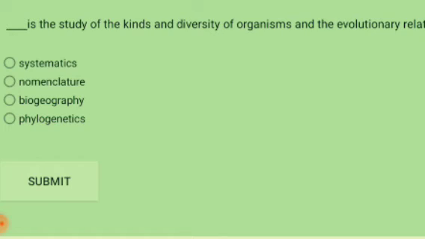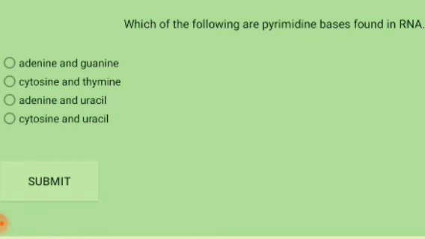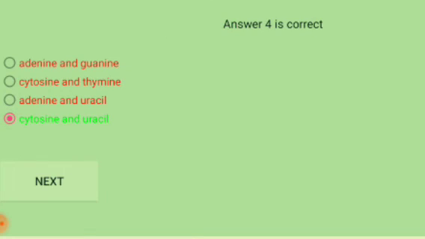Dash is the study of kind and diversity of organisms and evolutionary relationships between them. Option A systematics, B nomenclature, C biogeography, D phylogenetics. So it's actually systematics. Which of the following are pyrimidine bases found in RNA? Option A adenine and guanine, option B cytosine and thymine, option C adenine and uracil, option D cytosine and uracil. So it's actually option D.